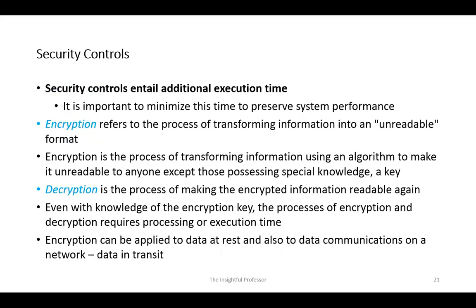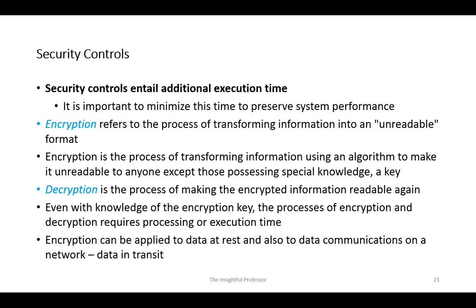Now, while the security controls can enhance the protection of data, we want to emphasize that security controls come at some cost. They entail additional execution time on the system. So it's important to minimize this time to avoid a negative effect on system performance.